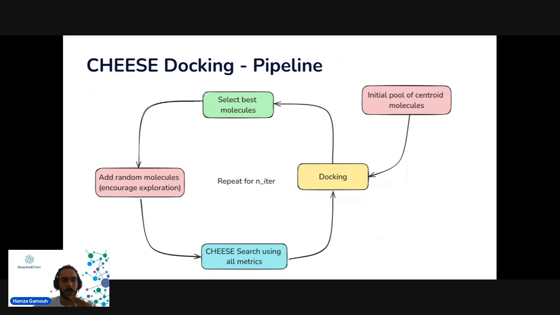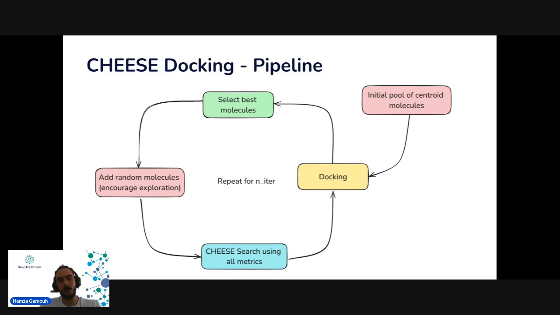The pipeline of CHEESE docking works as follows. First you start with an initial pool of molecules. These molecules are the centroid molecules. By centroid molecules, it means that our chemical spaces in CHEESE are clustered, and we define centroid molecules, which are molecules that are in the center of the clusters. We start with those because we want to ensure as much diversity as possible in the exploration process. So we dock them using AutoDock Vina. We select the best molecules and we add some random molecules to encourage the exploration.